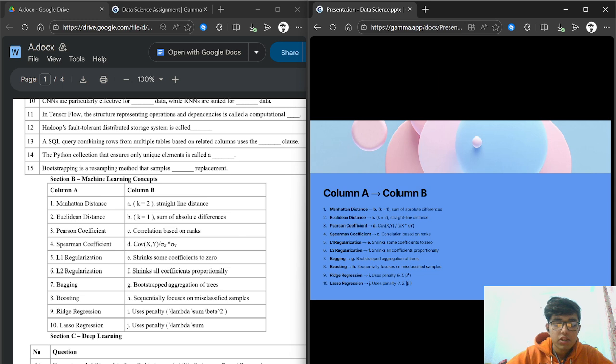Moving on to the correlation measures, the Pearson coefficient is paired with the covariance of x comma y divided by the standard deviation of x into standard deviation of y. This quantifies linear correlation between the two variables by standardizing the covariance.